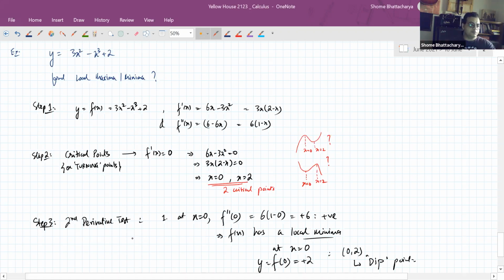If you've reached this step of second derivative test, you can check out yourself that when you analyze the second derivative at this critical point, x equal to 2, you'll get the value of second derivative to be negative, which means that it's a local maxima kind of point.